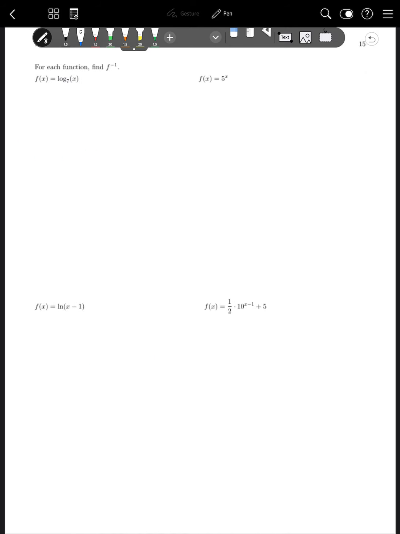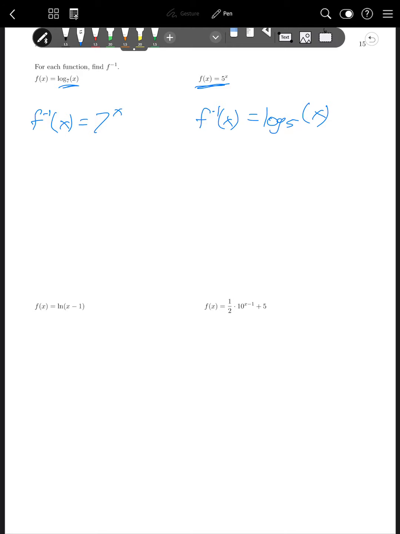So at this point, flip over to the next page, pause the video for a second, try these, and when you're ready, hit play on the video and we'll go through them. Okay, so now that you've had a chance to try these, let's run through them. So this first one, there's only one operation here. So the inverse of log base 7 of x is just 7 to the x. Same thing's happening here. There's only one operation. The inverse of 5 to the x is log base 5 of x.